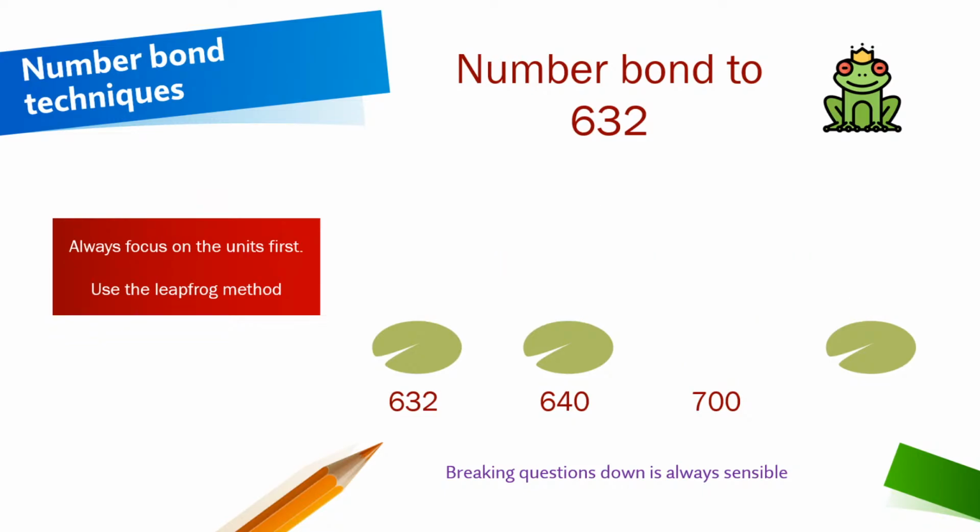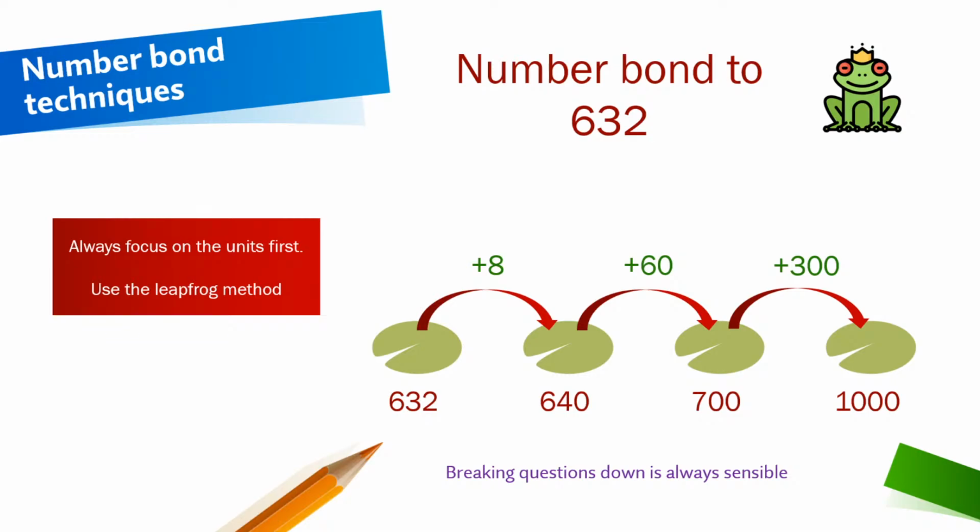But I'll just rewind what I did. I started at 632. Ignore the 700. I went to 640 first by doing a lily pad jump of 8. Then up to 700. Then up to 1,000. And then I went 8 and 60 and 300 gives me the 368 I need at the end. Hopefully that makes some sense to people, because you're going to have a try now.